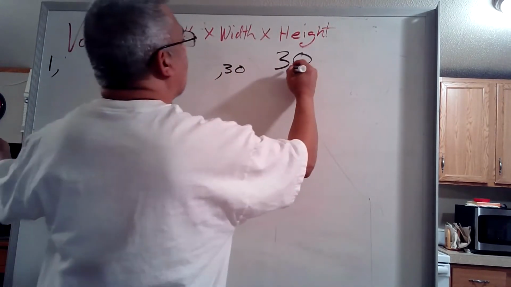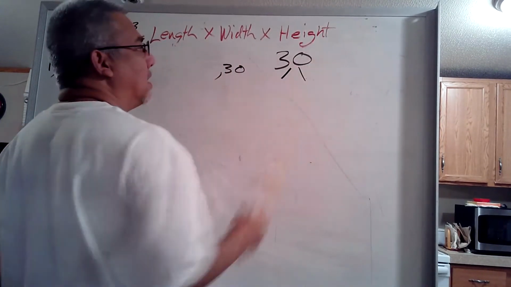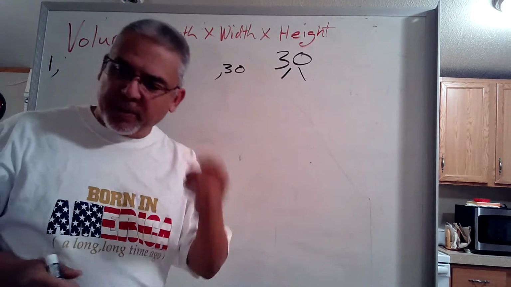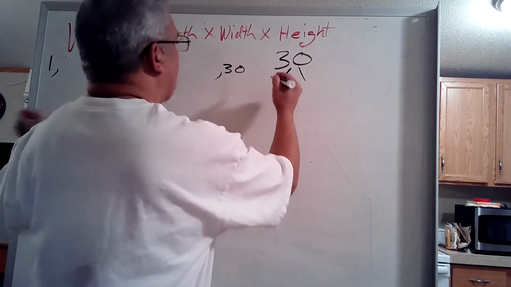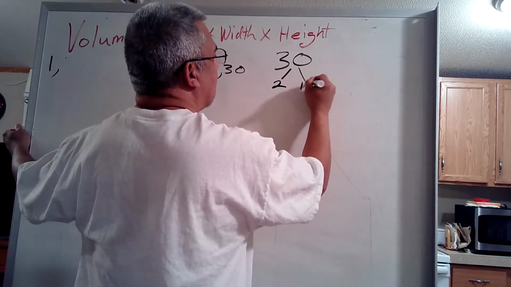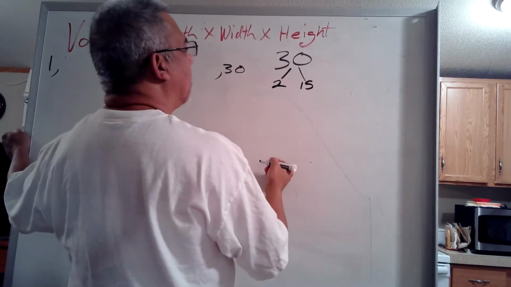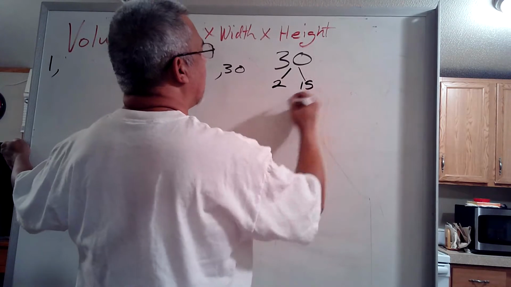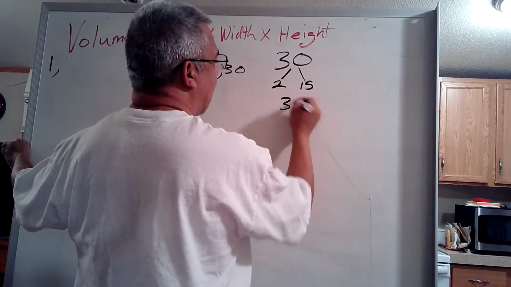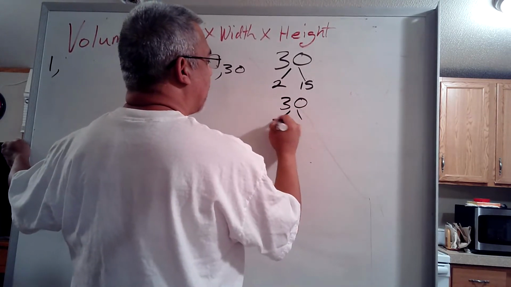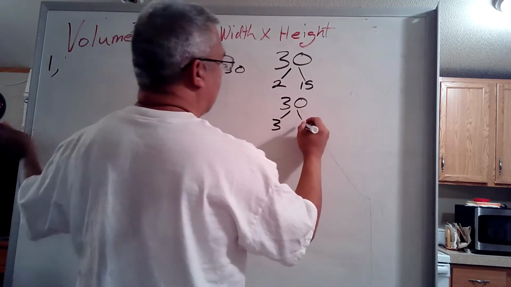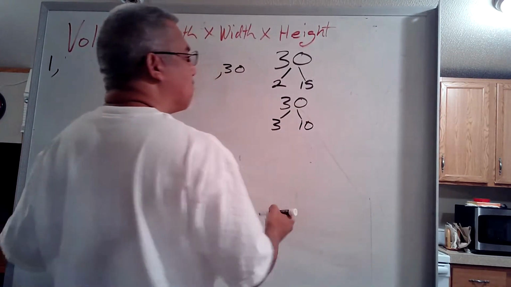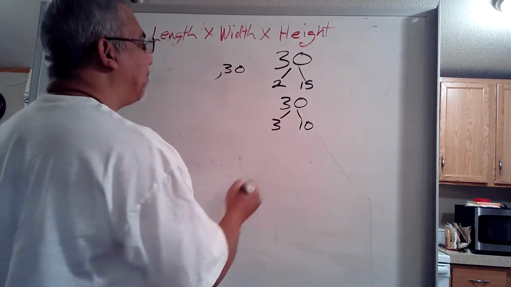So, this ends in a 0, but what's the number after 1? The next number after 1 is 2. So, this could be 2 times 15. Okay, I'll take that. Then I'll come over here and write 30 again, and I'm going to put a 3 here because the number after 2 is 3. 3 times what is 30? 3 times 10. Okay, I like that.